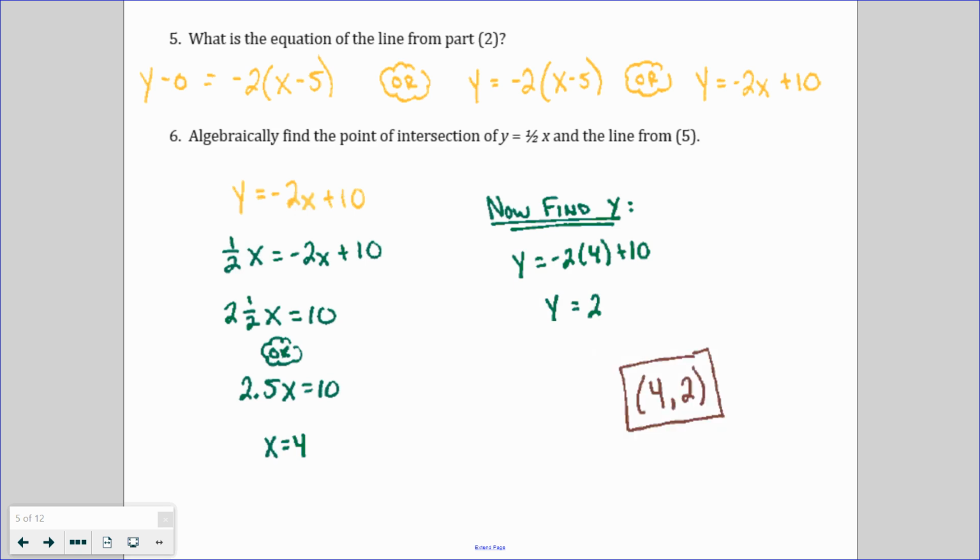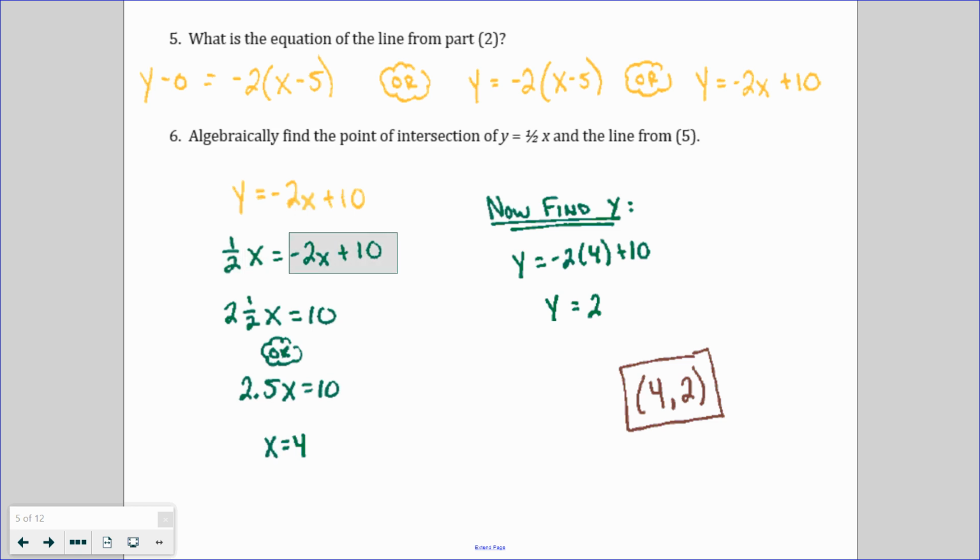We will not always have a graph available to us, and sometimes the point of intersection may include decimals. If they're not nice, neat whole numbers, we wouldn't be able to get the point of intersection from the graph anyways. So we have to be able to use our algebra skills. So one of the equations was y equals 1/2 x. The other equation, after we simplified, was y equals negative 2x plus 10.